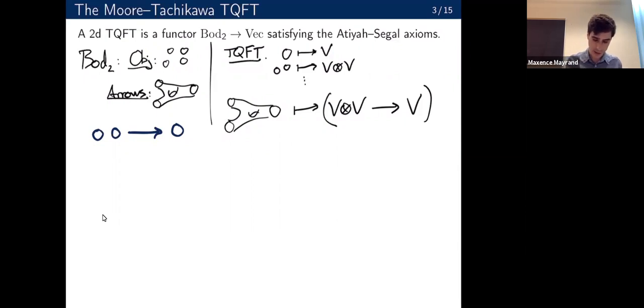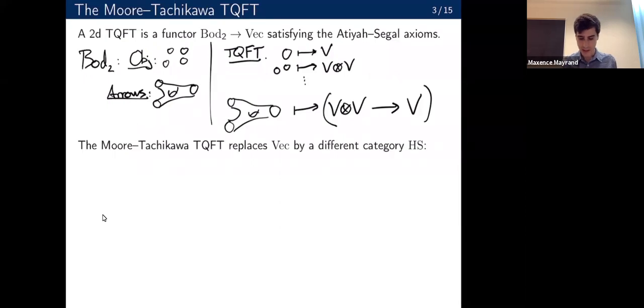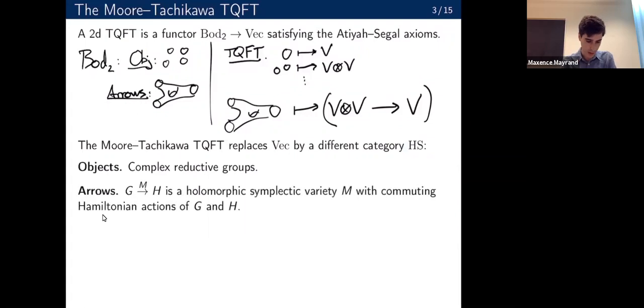And a Moore-Tachikawa TQFT is just a slight generalization of that, where you replace the category of vector spaces by another category, which they called HS. That's a category of holomorphic symplectic varieties. But this category is a bit strange. The objects are not the holomorphic symplectic varieties. The objects are complex reductive groups. And it's the morphisms, or the arrows, which are holomorphic symplectic varieties.